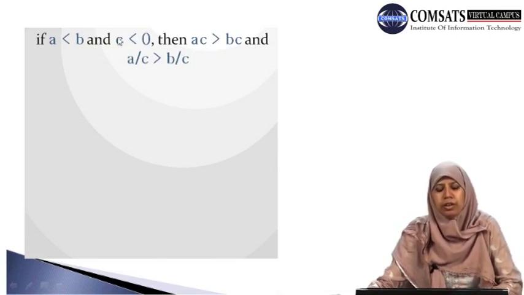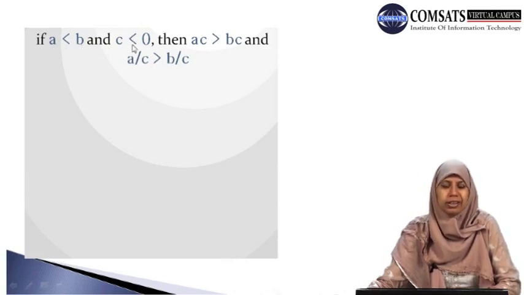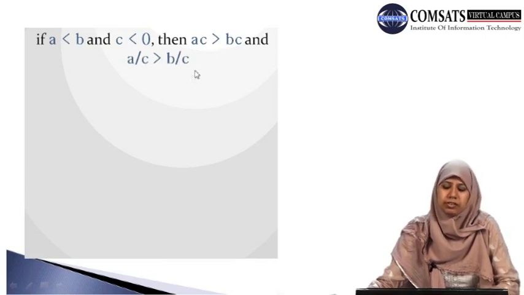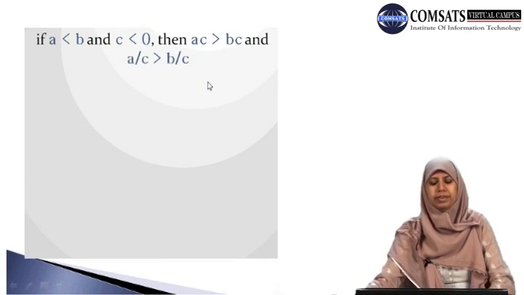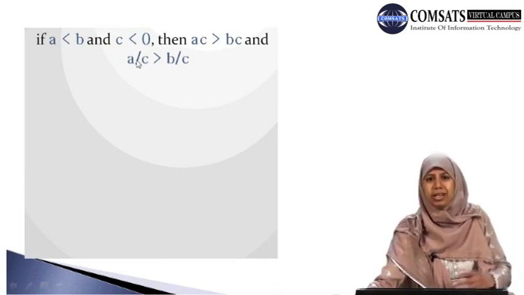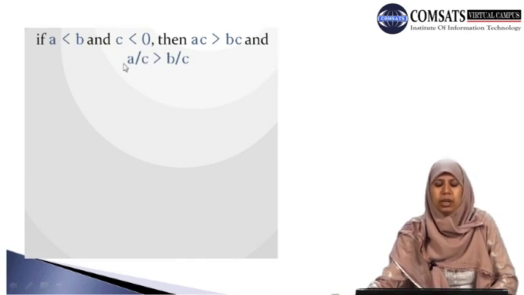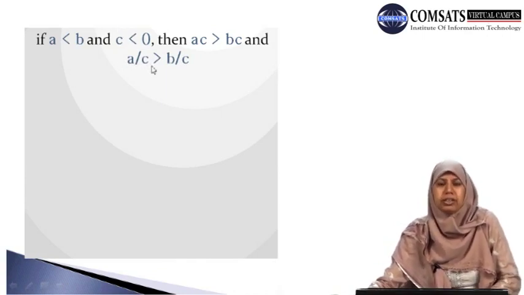Here we are given that a is less than b. After multiplying with a negative number c, we say that ac is greater than bc. It will no longer be less than bc, as we have seen in rule 2 or rule 1. The same happens when we divide our inequality by a negative number: a over c will be greater than b over c.